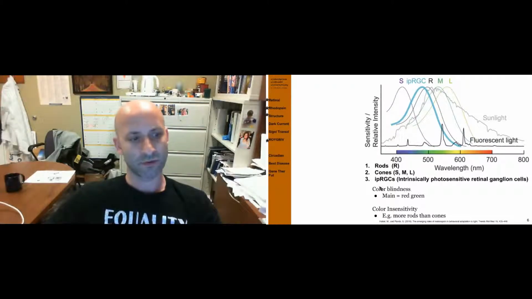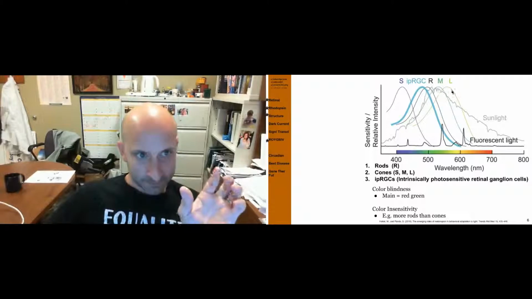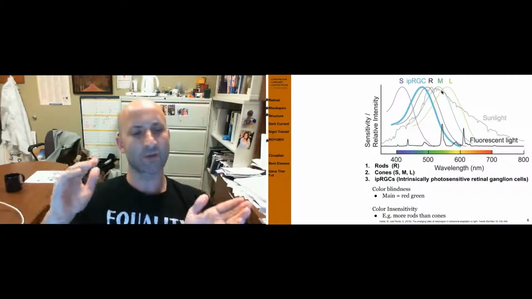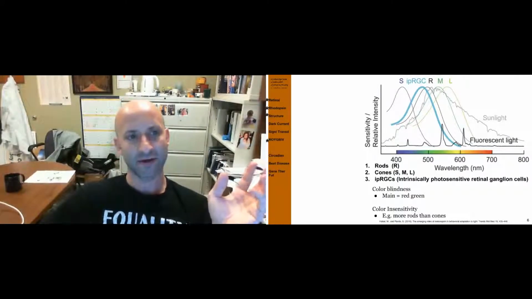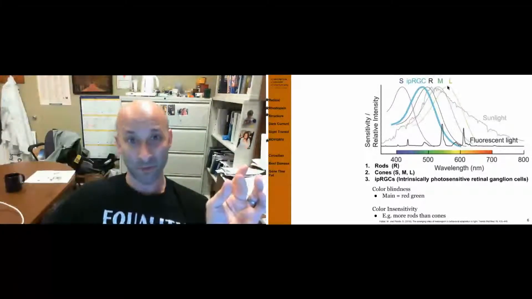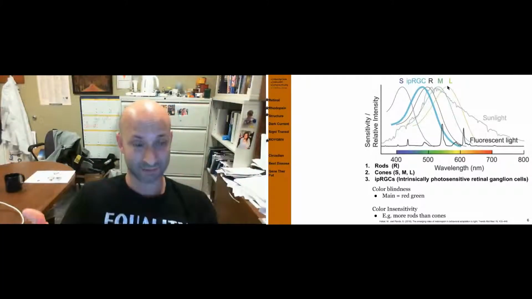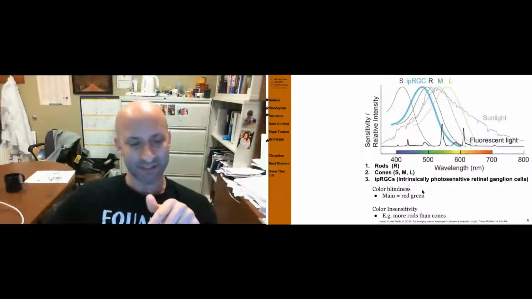So the most well-known color blindness is the red-green color blindness. So you see these M and L cones, the M and L wavelengths overlap a lot. So if you have a mutation where they overlap even more, that means you can't really differentiate the signal coming out of those, and that's red-green color blindness. You can also have color insensitivity.